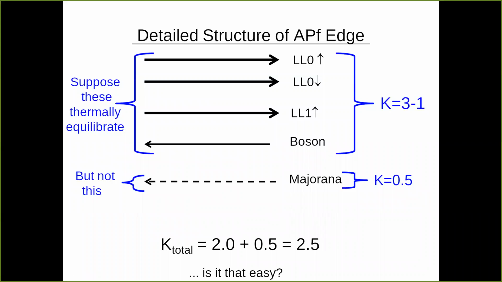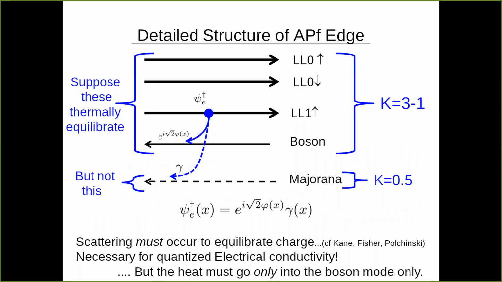And you say, well, why didn't these highly respected theorists who are co-authors on the paper think of this? Well, there's a good reason why they did think of it, and there's a good reason why they rejected it. The reason they rejected it is the following. We know that there has to be backscattering of electrons from the valence Landau level to the boson and Majorana mode. If they didn't have that backscattering, then you would not get quantized electrical conductivity. You have to be able to electrically equilibrate these 4 edges.